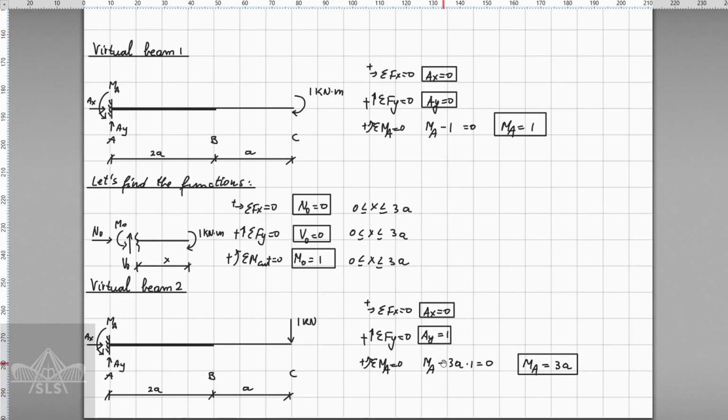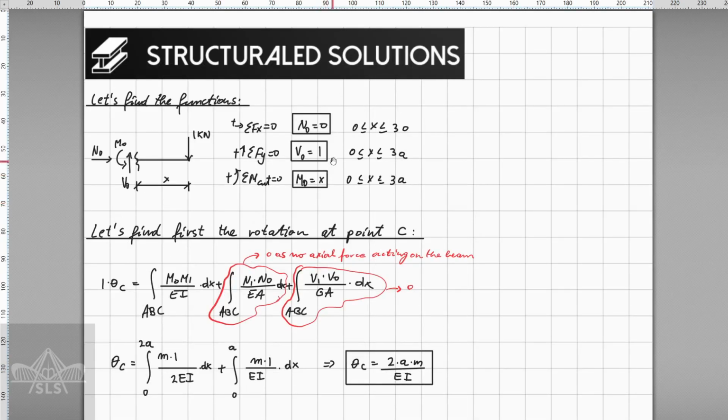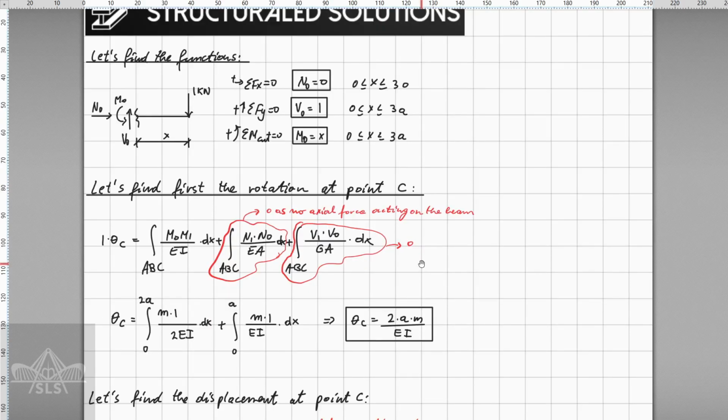Next, we need to calculate the bending moment functions for this case as well. And we take this cut from the end and we determine the following bending moment functions, shear functions, and also the normal force functions.